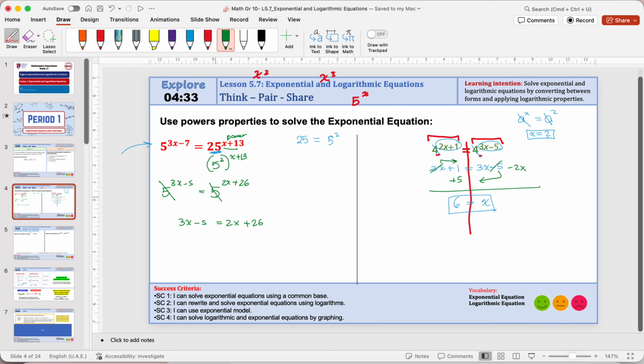See, I was able to cross out the base and work with powers as normal expressions because I have the same base. So yes, now just proceed normally. Kick the 5 here, it's going to be positive 5. Take the 2x here, it's going to be negative 2x. Now you have 3x minus 2x is 1x equals 26 plus 5 is 31. That's it. Easy peasy lemon squeezy.